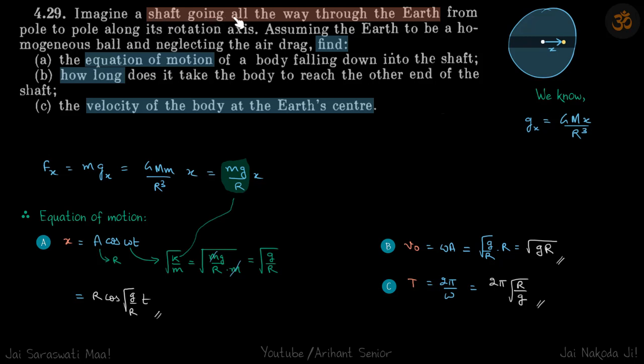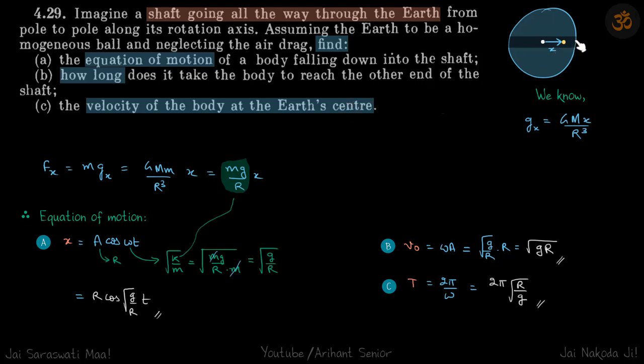A shaft goes all the way through the earth. So let's say we have a shaft here which goes all the way through the earth. Find the equation of motion of a body falling into the shaft. So when a body is dropped from here, what should be the equation of motion? How long does it take the body to reach the other end? And what is the velocity of the body at the Earth's center?